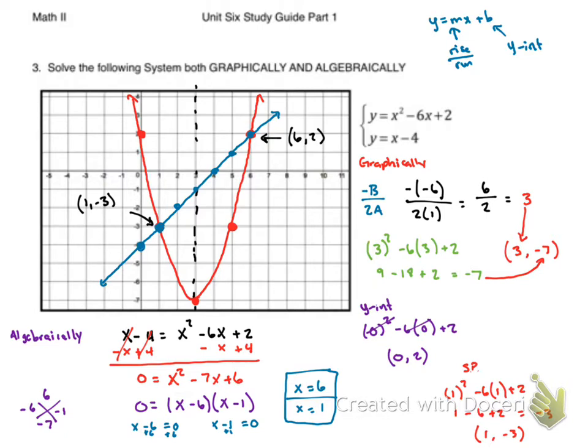If we wanted to double check what the y values were, if I plug in x equals 6, 6 minus 4 gives me 2, so 6, 2. That's that point right there. And if I plug in 1, I get -3. So 1, -3, that's that point right there. So just to confirm, 2 ways to do it. You are expected to know how to do both ways on your test.